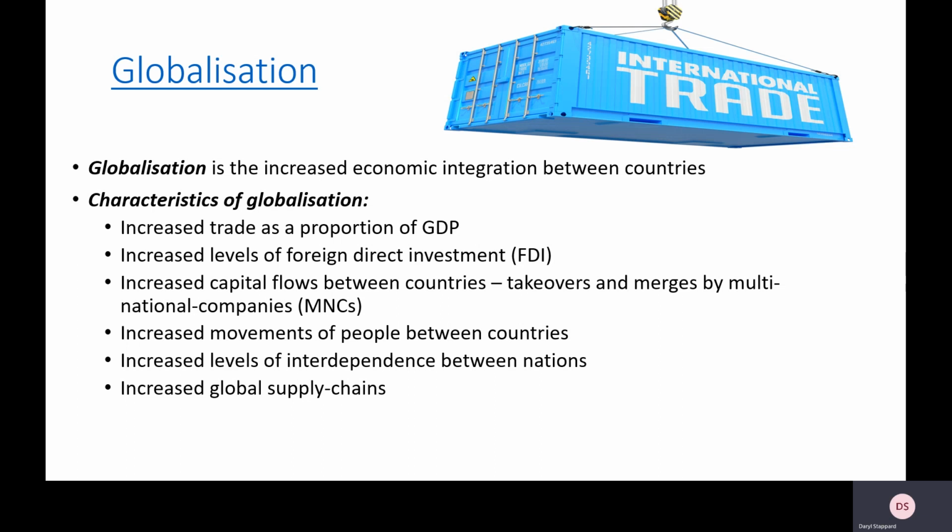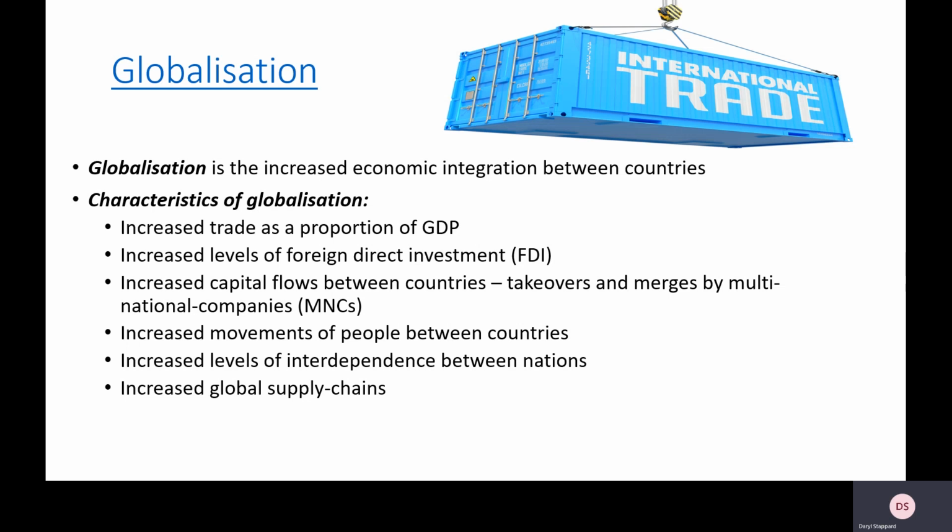Right, so let's think first of all about what globalization actually is. All it is, it's about the increased economic integration between countries. So it's about those boundaries between different countries across the world becoming more blurred. So it means that economies are increasingly becoming more interdependent or reliant on each other to meet their wants and needs. Now you've got then the characteristics of globalization. This is what we see because of globalization.